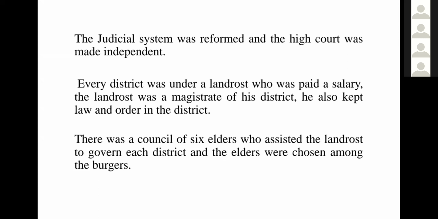Therefore, during the time of the Batavians, every district was under a landrost, meaning he had authority to administer that area assigned to him. There was also a council of 6 elders who assisted the landrost to govern each district, and the elders were chosen among the burghers. A council of 6 elders assisted the magistrate who had the authority to administer.